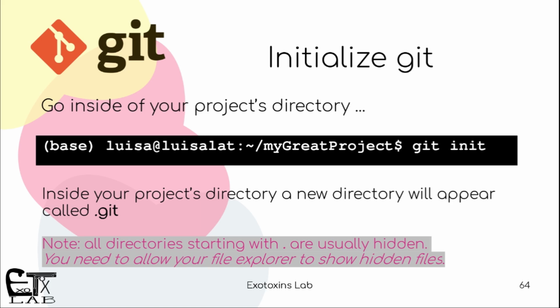Now, how do you initialize Git? You just go in your project directory. In this case, I call my project my great project, and I do it as always. I type git, which is calling the Git program, and I tell it to initialize with init. What is going to happen? Git will create a new directory called .git.